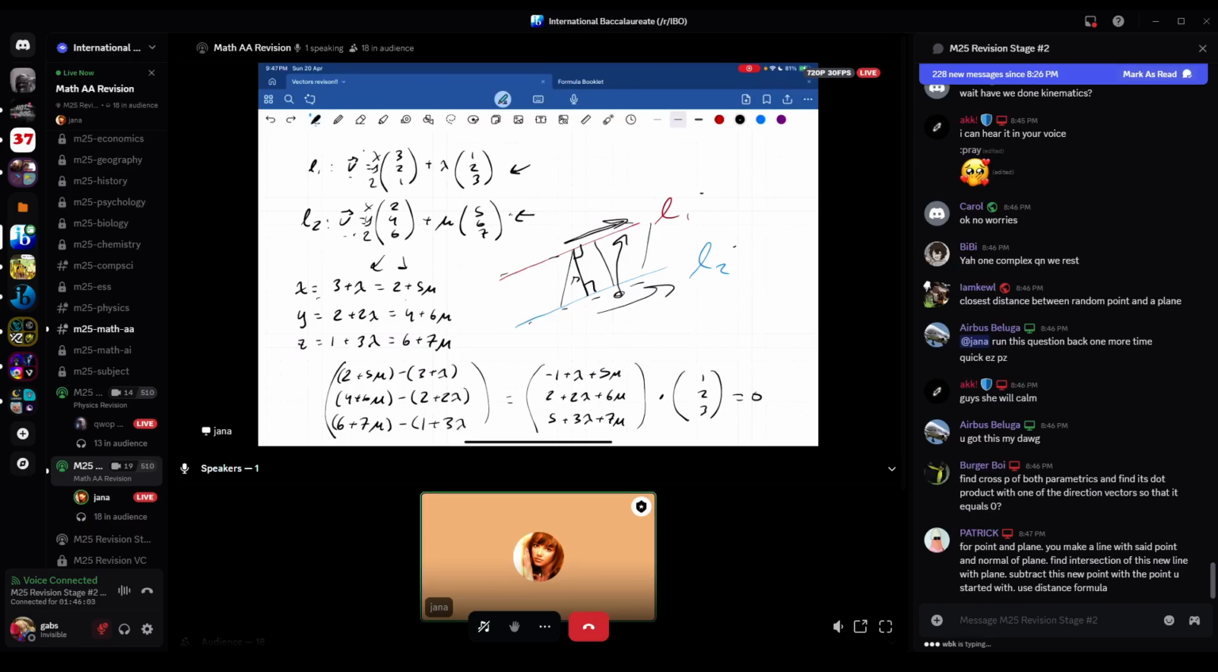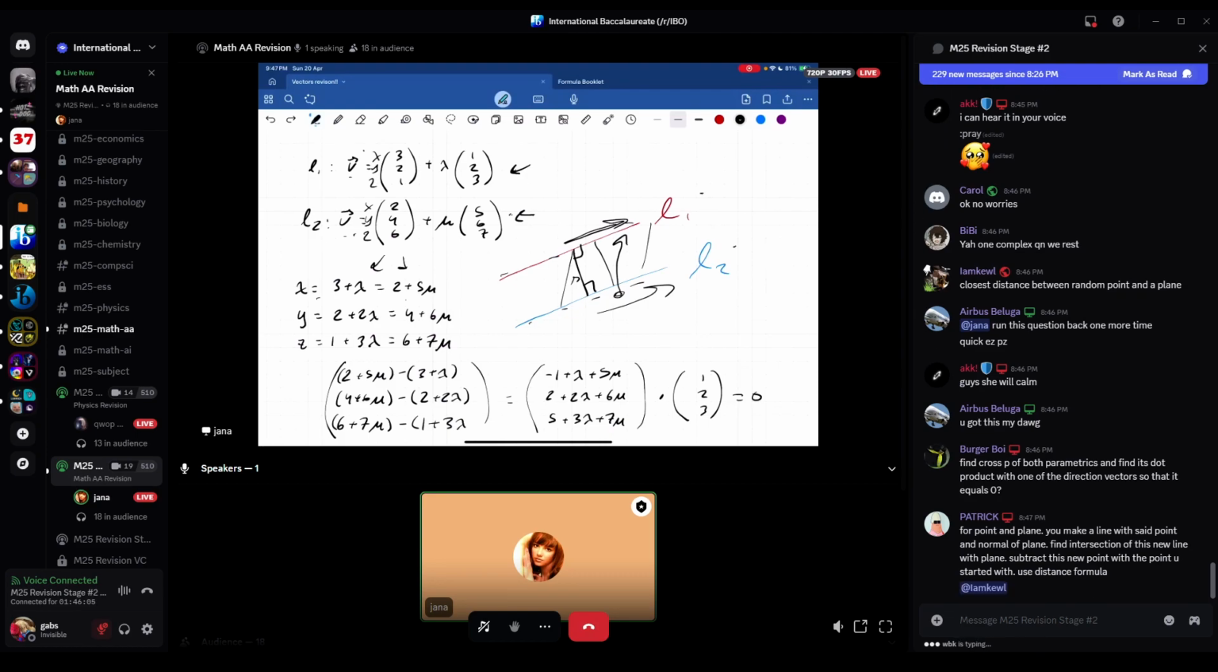I think they'd only put this in a paper unless they have really easy numbers in it, or they're just trying to kill you. Find cross product of both parametrics and find its dot product with the direction vectors.